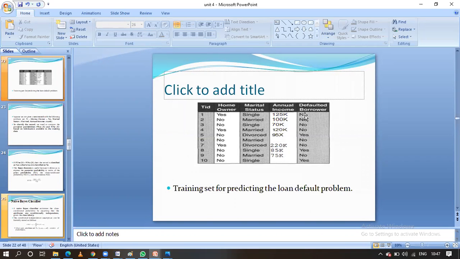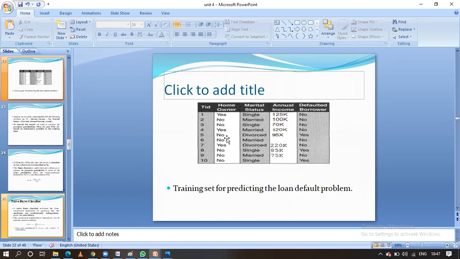No means they are paying the amount. Yes means they are not paying the loan in time. That is classified as yes, guys. Understand, guys? This is the training information. From this we are going to predict the unknown class labels.